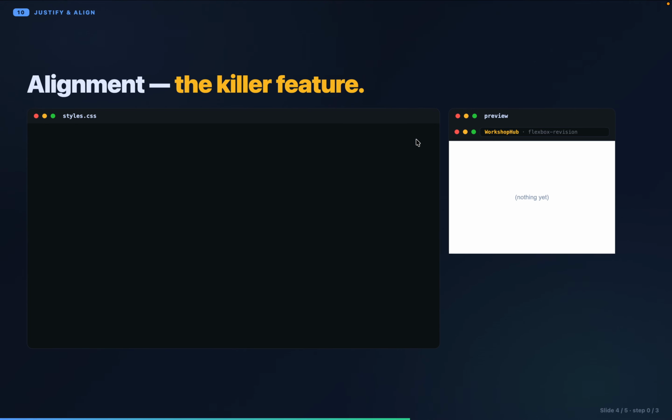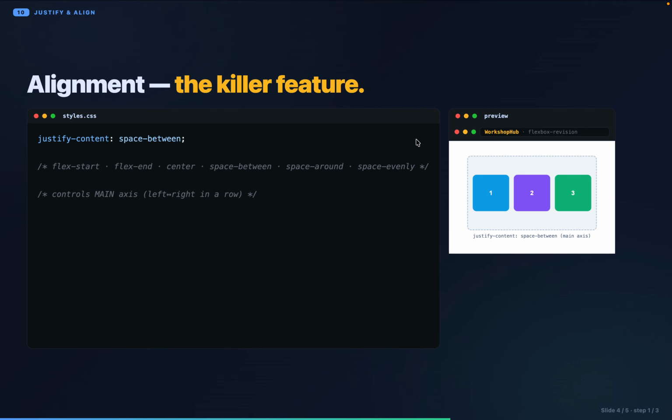Justify and align. Here's where Flexbox really shines. Alignment. Justify content controls the main axis, left to right in a row. Flex start, flex end, center, space between pushes items apart, space around adds equal space around each, space evenly makes every gap identical.